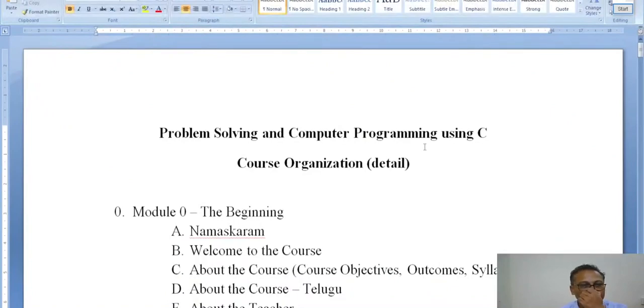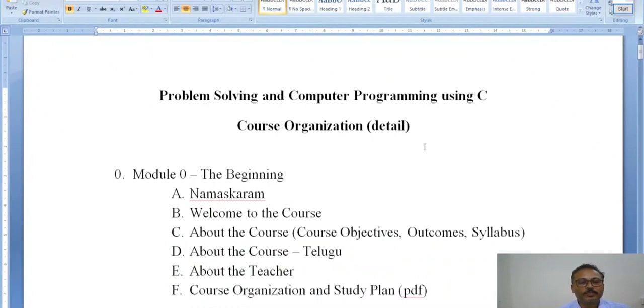So this is the course organization and study plan. This is important. First, I have included this as part of the course description. Even on YouTube, we can find the link for this PDF. Please download this PDF. Many people are confused with this course because they are not finding the proper roadmap. So the link for this course organization and study plan is available in the course description. So please download it.